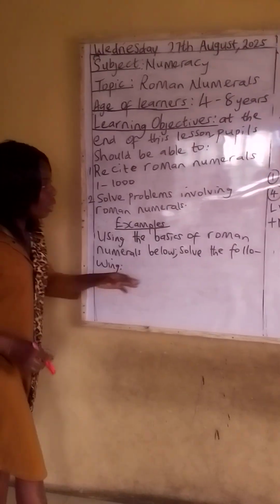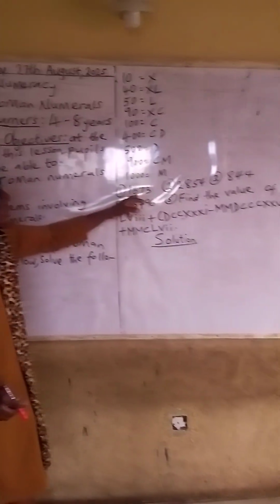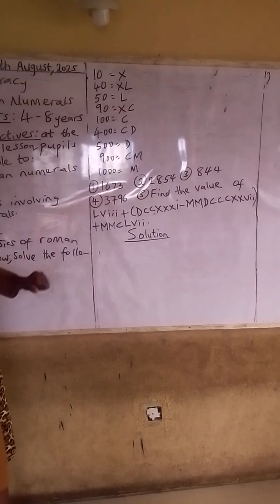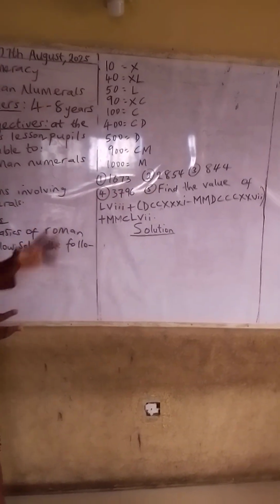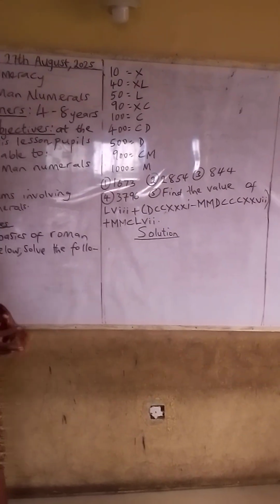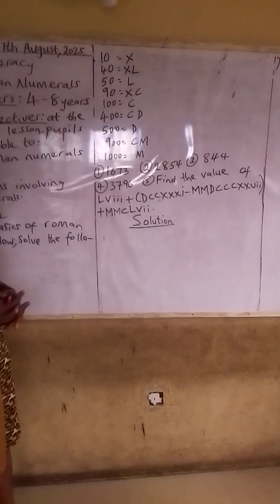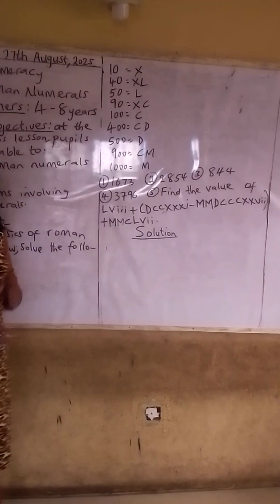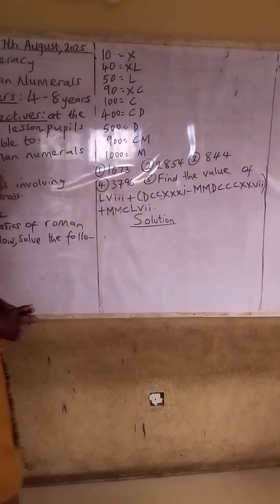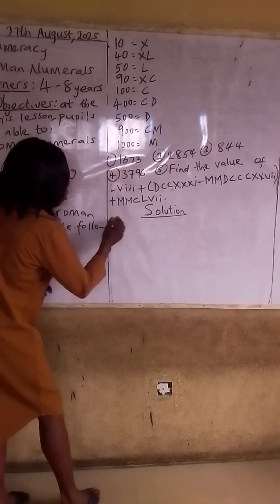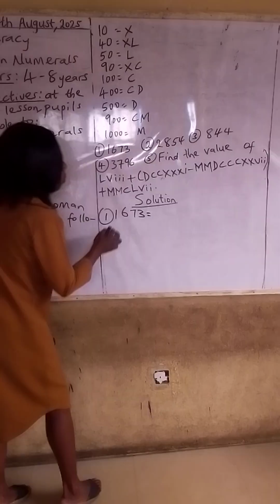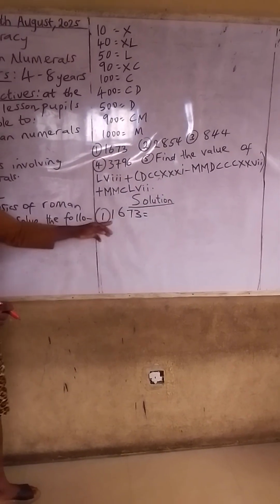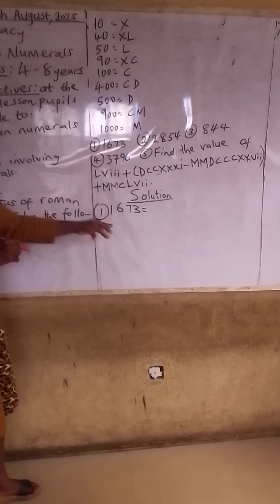So the question says, solve these examples: 1,673, 2,854, 844, 3,796, and find the value of these. Without wasting much of our time, let's go straight to number 1, which says 1,673. Now, for you to be able to solve this equation on the board, the first thing you should do is to separate the figures.